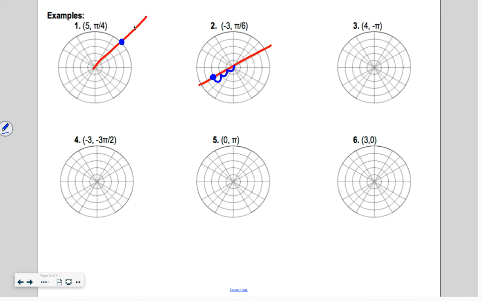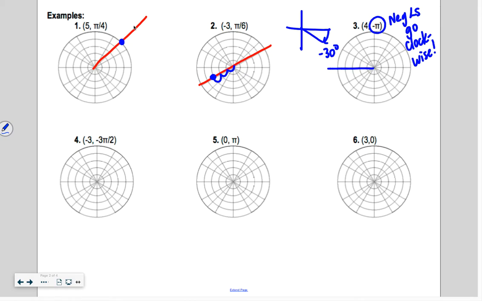We can also have things like (4, negative pi), and negative angles. Those are the angles that we had before. Do you remember negative angles? We go clockwise, not counterclockwise. Just like before, if I talked about negative 30 degrees, it was right there. Do you remember that? So if I say negative pi, where's it located? It's still at the same place as pi, right?